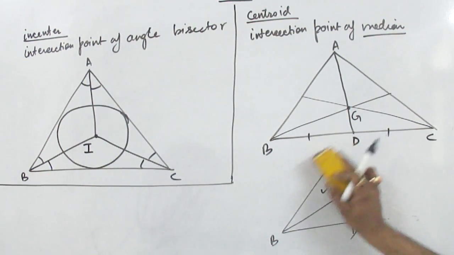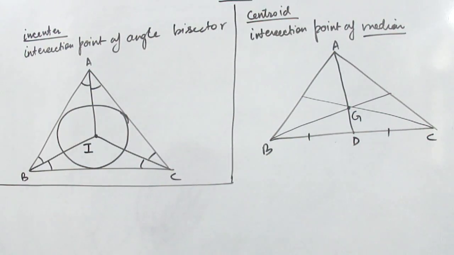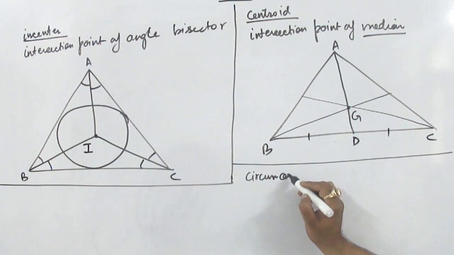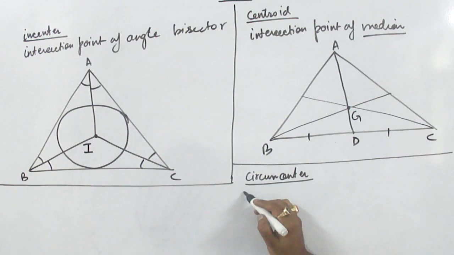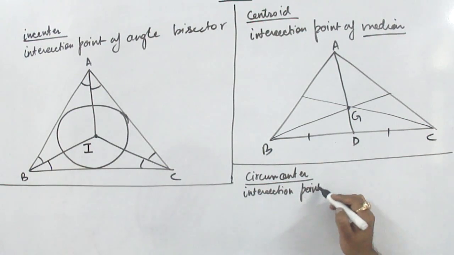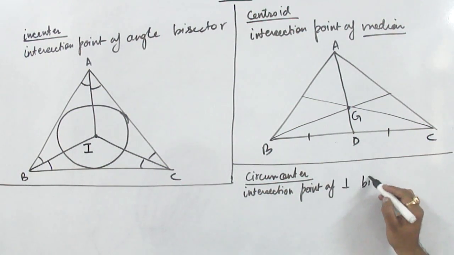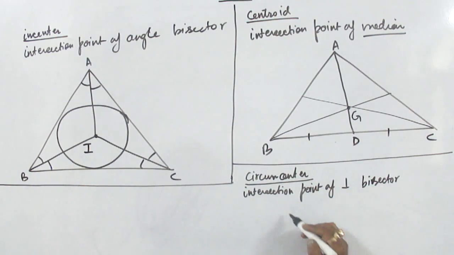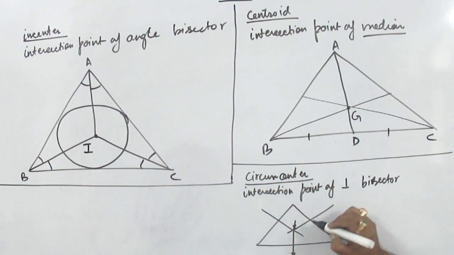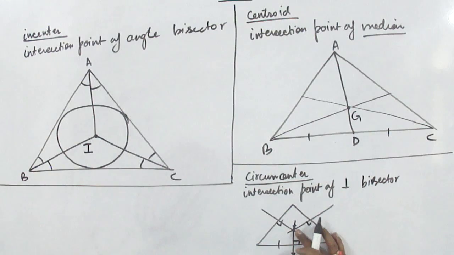Next center, circumcenter. It is intersection point of perpendicular bisector. See, if we have a triangle and if we bisect this side like this, this side like this, and this side like this, means all these lines are perpendicular to the side and also bisect it. This point is known as circumcenter, and this point is denoted by O.